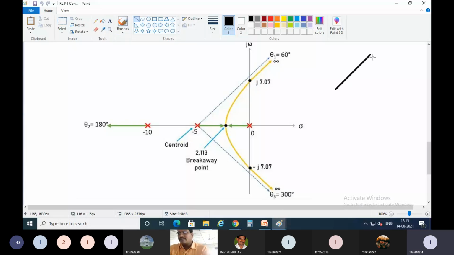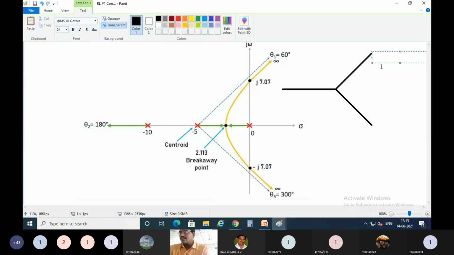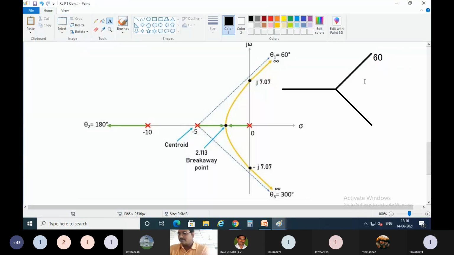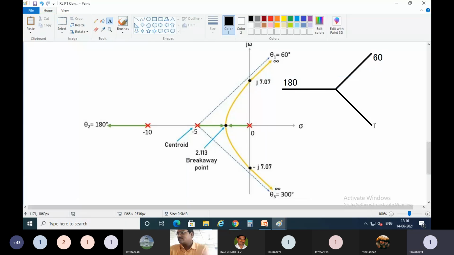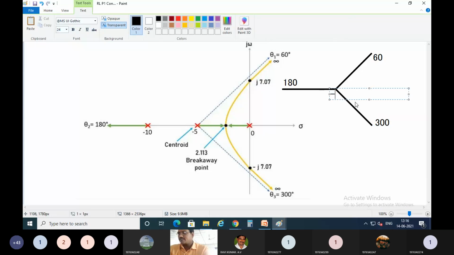60 degrees, 180, 300. This is 60, this is 180, and this is 300. This is the centroid point, it is minus 5. So based on the angles, you can draw it.